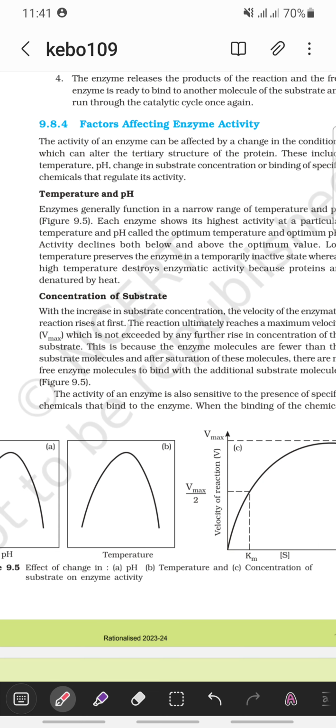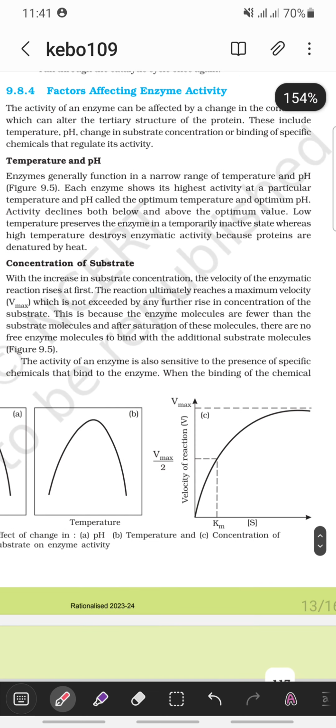Concentration of substrate. With the increase in substrate concentration, the velocity of the enzymatic reaction rises at first. The reaction ultimately reaches a maximum velocity, Vmax, which is not exceeded by any further rise in the concentration of the substrate. This is because the enzyme molecules are fewer than the substrate molecules, and after saturation of these molecules, there are no free enzyme molecules to bind with the additional substrate molecules, figure 9.5.